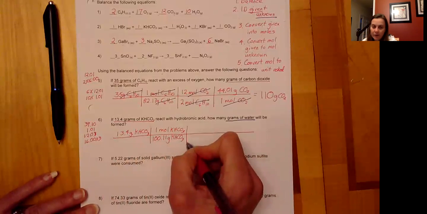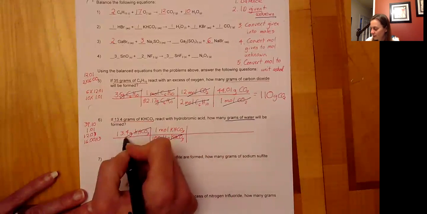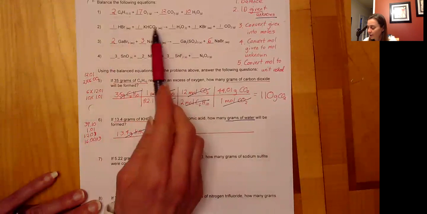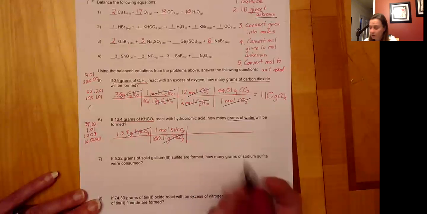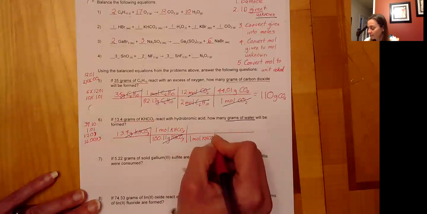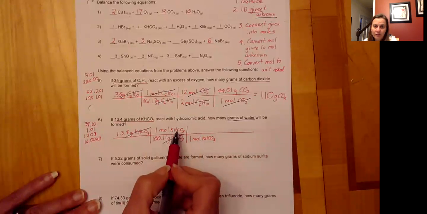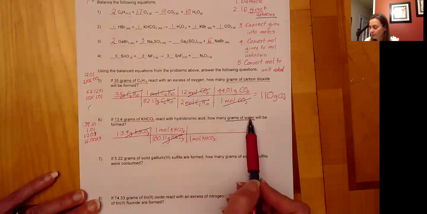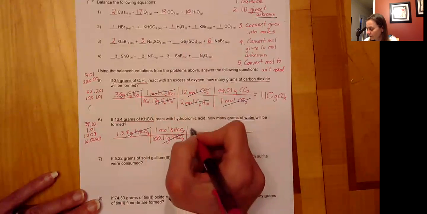And so I'm going to double check. I have grams of potassium hydrogen carbonate on the top, grams of potassium hydrogen carbonate on the bottom. Those cancel out. Now I'm going to change the moles of given to moles of unknown using the mole ratio from my balanced chemical equation. So on the bottom, I'm starting with moles of potassium hydrogen carbonate. So I'm going to put 1 mole of potassium hydrogen carbonate on the bottom. And I'm trying to convert that to the unknown, which is water. So I have 1 mole of water on the top.